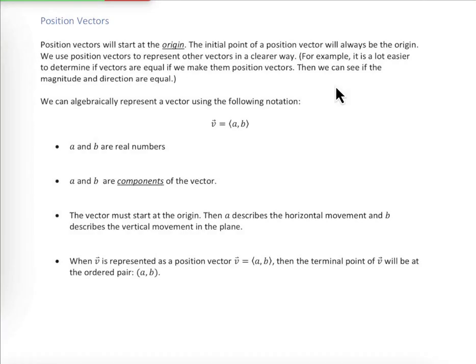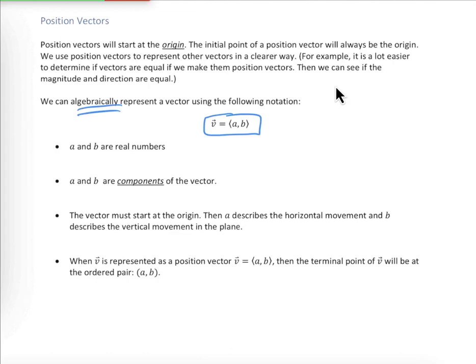Now we're going to talk about position vectors. A position vector is defined to be one that will start at the origin, which is to say that the initial point will be at the origin. And this is going to be one way that we can represent a vector algebraically.